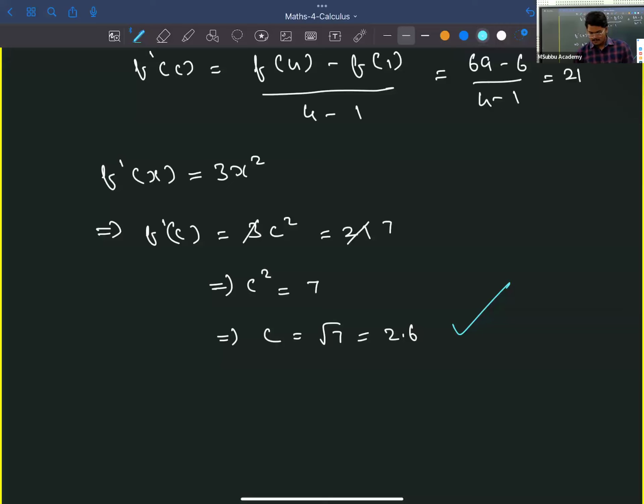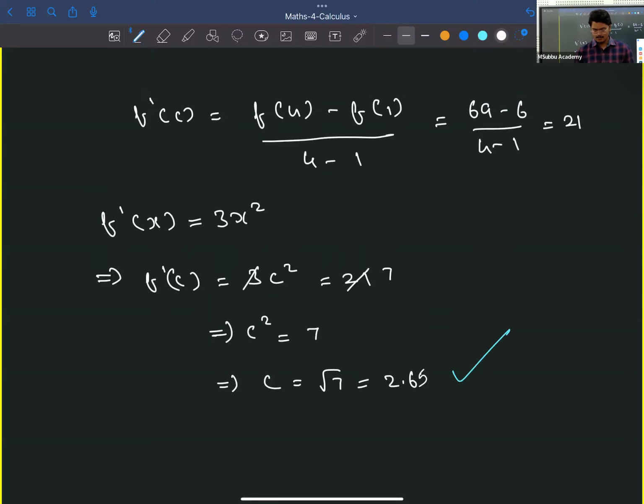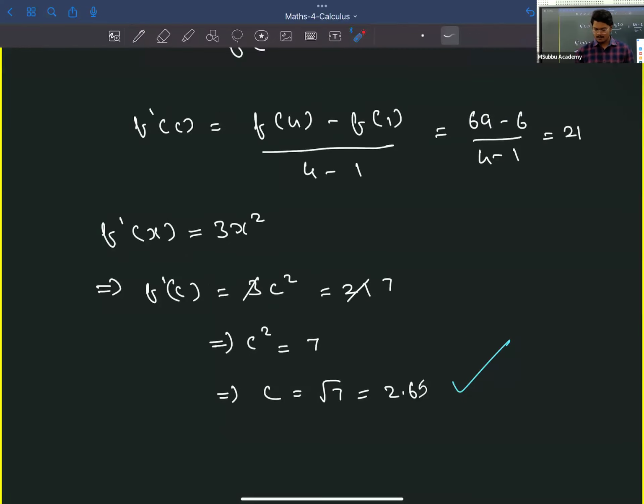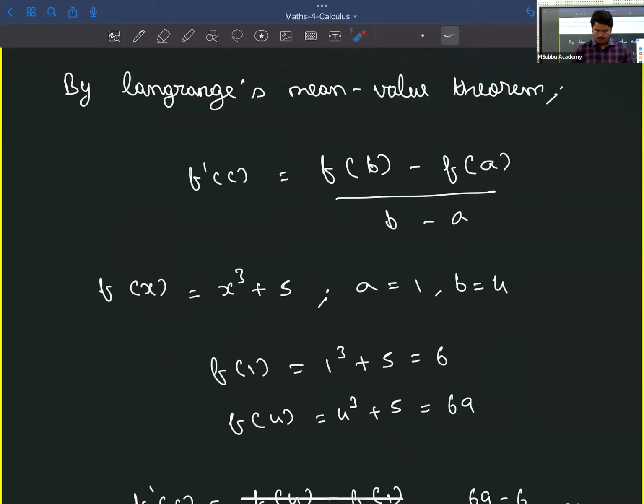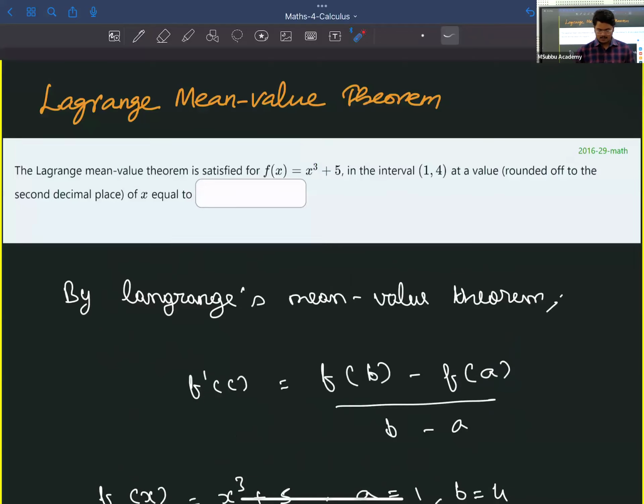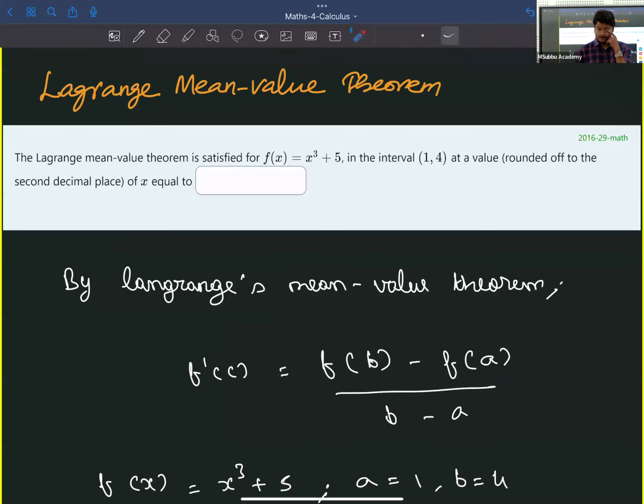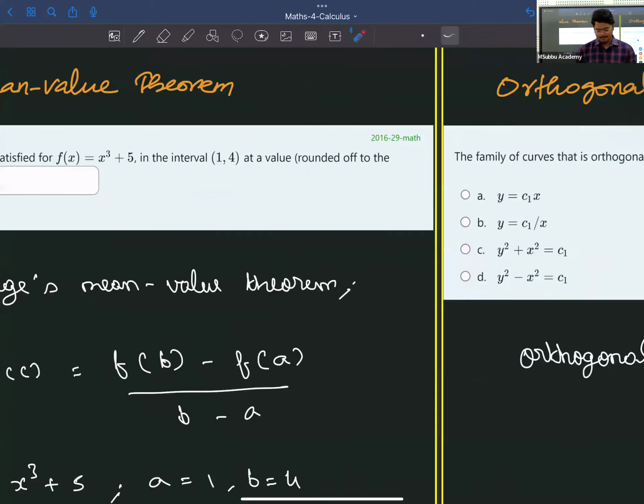Since they have asked for 2 decimal places, it will be 2.65. So c will be root of 7, 2.65, which is nothing but the value of x. Is that okay? If you have any doubts, you can just ask me. Okay, I hope you guys are clear. We'll move on to the next problem.